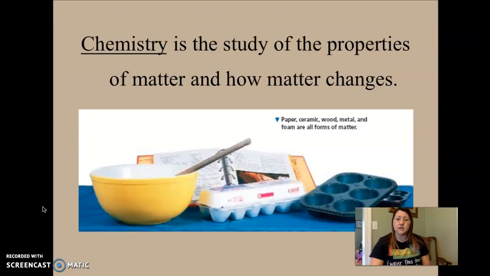Chemistry is the study of matter, the study of the properties of matter and how matter changes. In this example, you can see that there are a lot of things represented, and all of these things are matter: the bowl, the spoon, the ingredients in the bowl, the recipe book, the styrofoam, eggs, the tin pan that's going to be used to bake cupcakes. All of those things have mass and they all take up space, so they're considered matter.